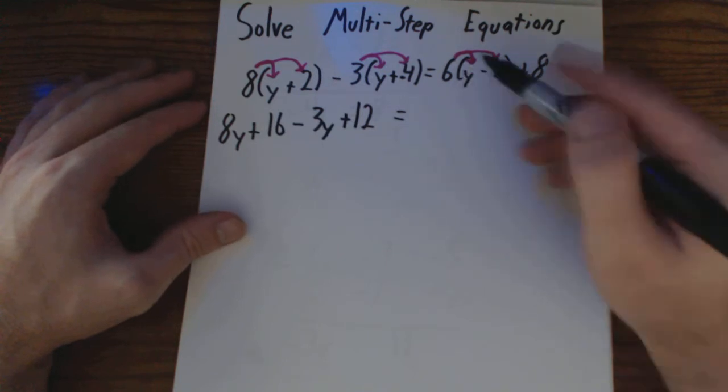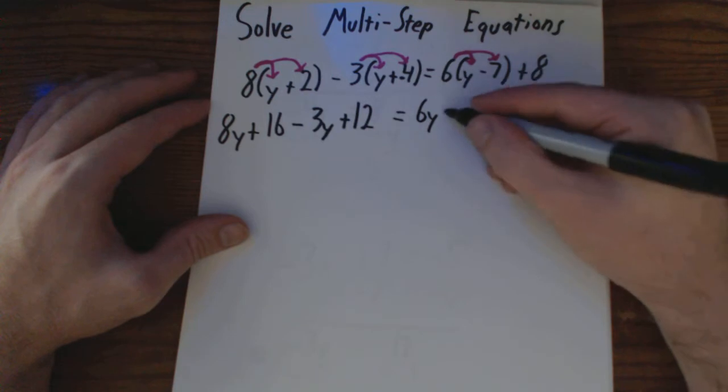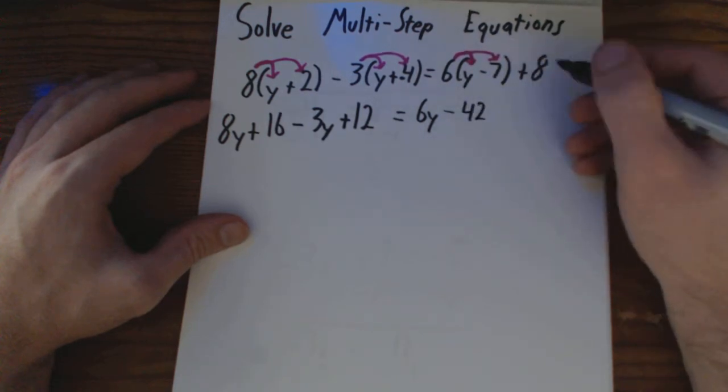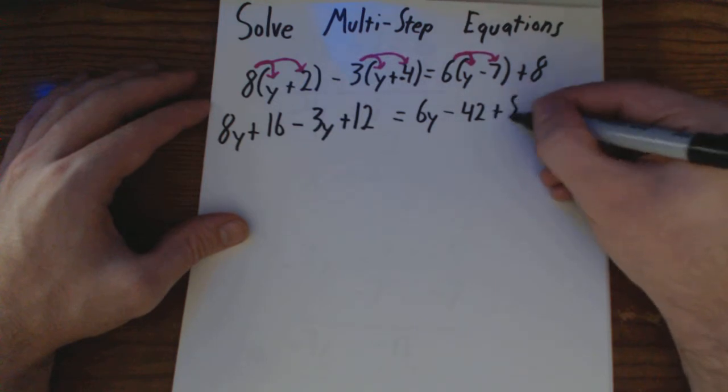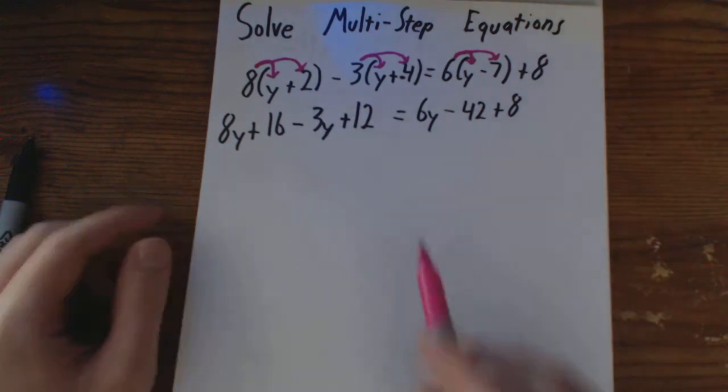Other side, 6 times y is simply going to be 6y, minus 6 times 7 is 42, and that 8 over there by himself, he's just going to come right on down, plus 8. So it doesn't look too cleaned up yet, but we got one step out of the way. Next part, I'm going to want to collect my like terms on each side of the equals.